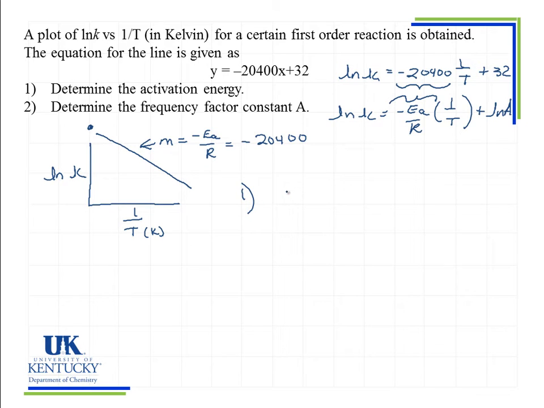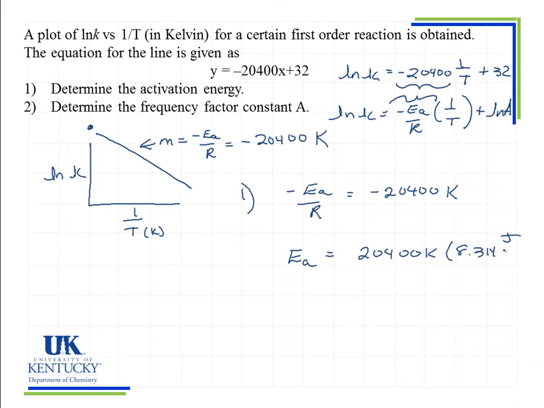Part 1, determine the activation energy. Since the slope, which is a negative E sub A over R, is equal to a negative 20400, the units of this, by the way, are in Kelvin, then we can solve for activation energy by plugging in R. I'm going to multiply both sides by R and change the sign. So activation energy equals 20400 K times R, which is 8.314 joules per mole Kelvin.